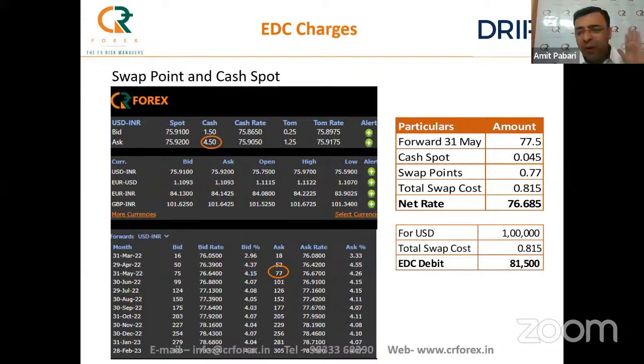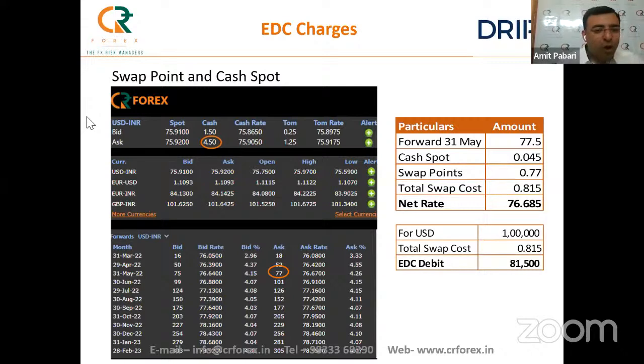Suppose you have a forward of 31st May and the forward rate is 77.5. This is a screenshot from yesterday, basically. If the day before yesterday you had decided that I want to use this forward, you would have called the CR Forex team and asked what the view is, and they would have said the view is on the upside, so let us use the forward. So they must have told you to use the forward. And if you have used the forward, then what is the swap point?